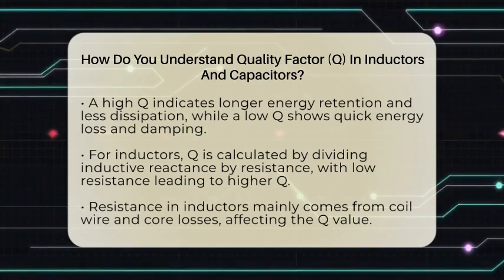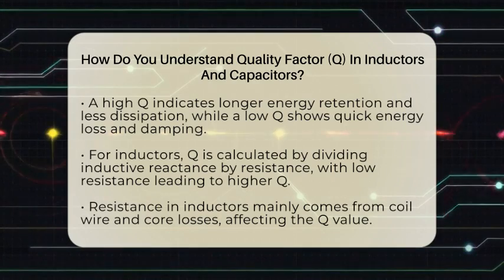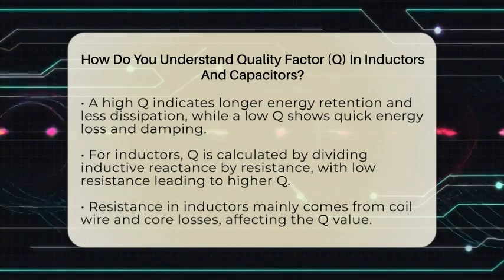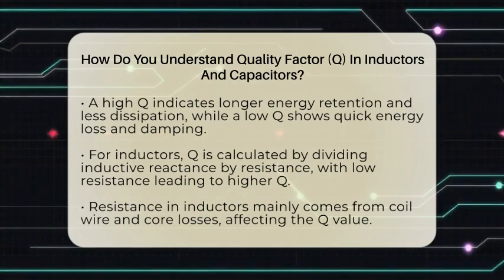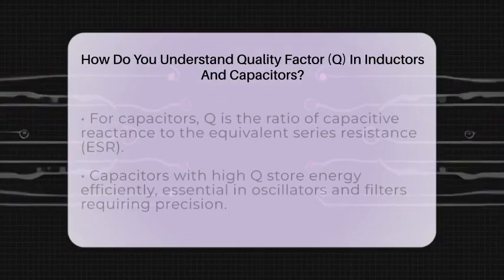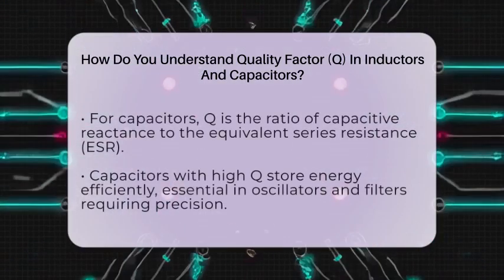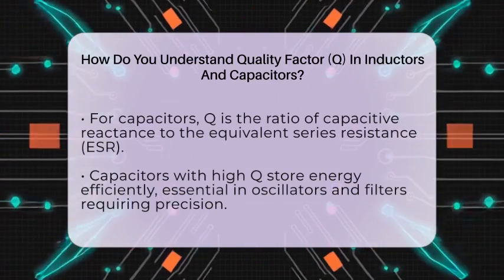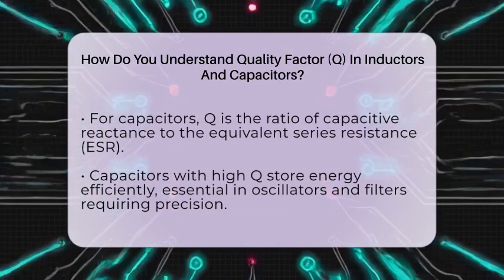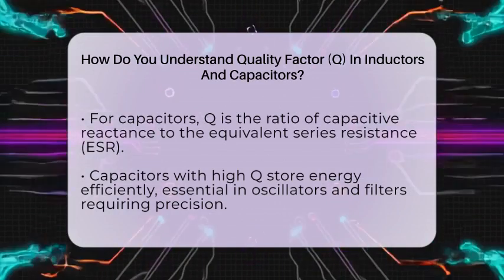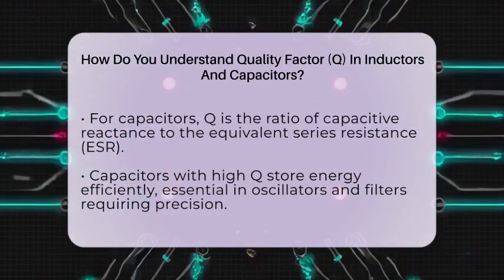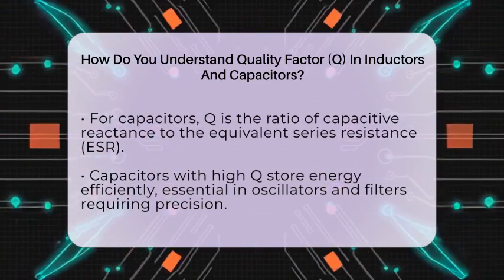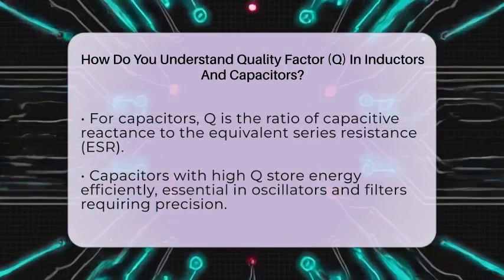filtering and tuning. Capacitors also have a Q, which is the ratio of their capacitive reactance to the equivalent series resistance. The capacitive reactance depends on the frequency and the capacitance value. The ESR accounts for dielectric losses and other internal resistances. A capacitor with a high Q stores energy efficiently with minimal heat loss, which is vital in circuits like oscillators and filters where precision matters.